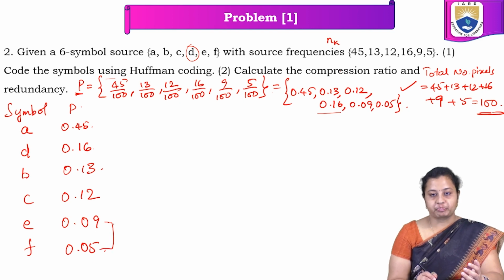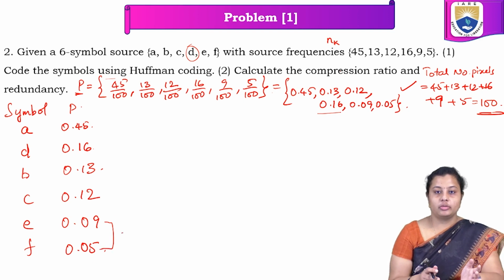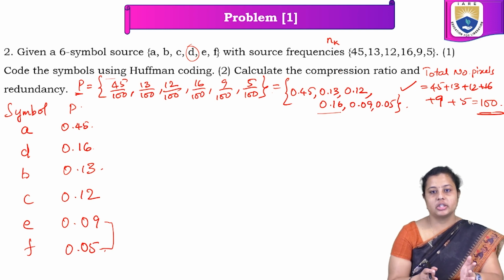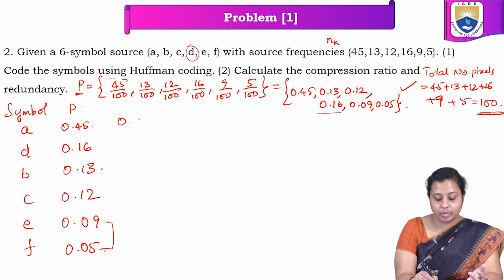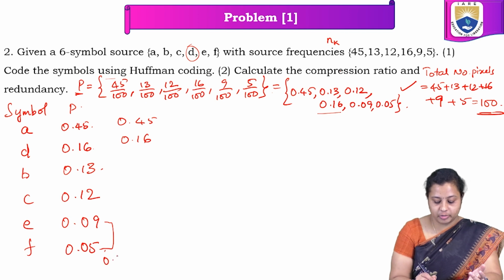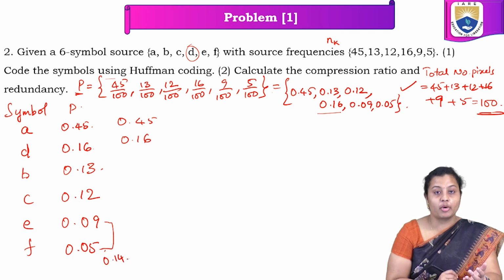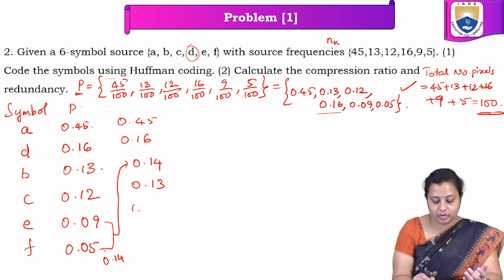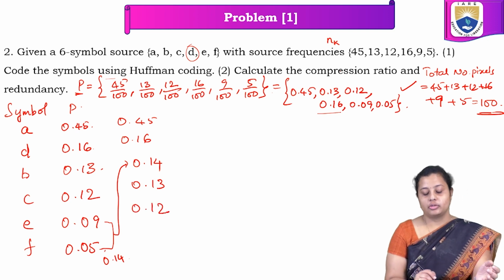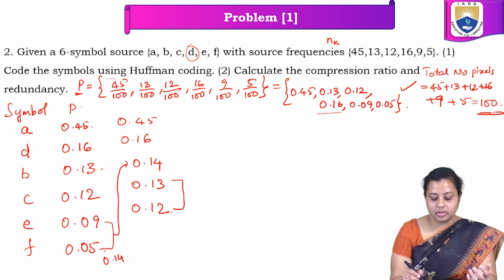So this is, after adding, you try to rearrange your order again. If they are in your decreasing order, then they are left as it is. If they are not, we have to rearrange it, right? So this 0.16 and 0.14, after the adding, it is turning up to 0.30. So after adding, it will go here 0.14, 0.13, 0.12. Right? So next we will add these two symbols, which is turning up to 0.25.